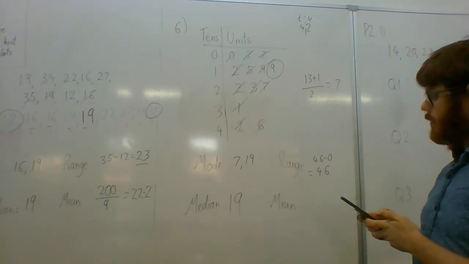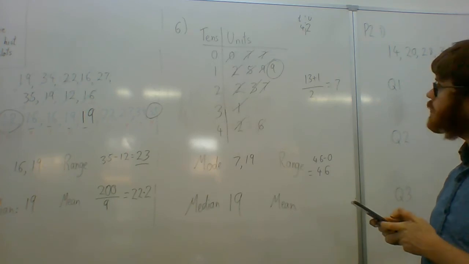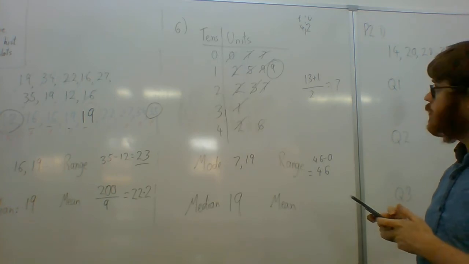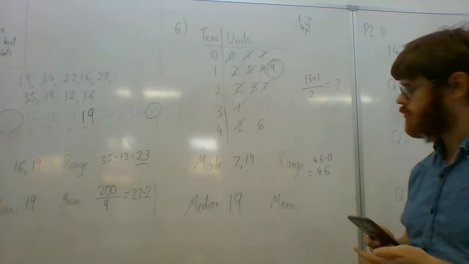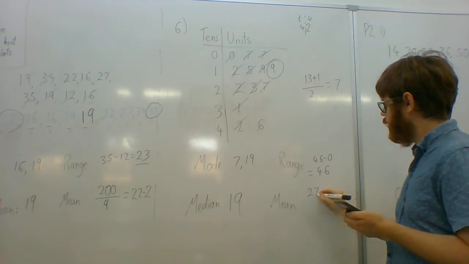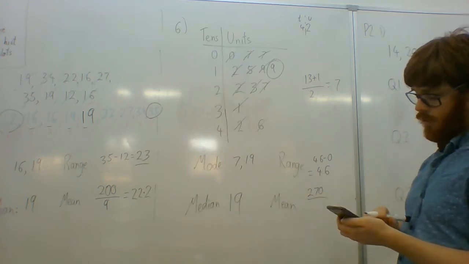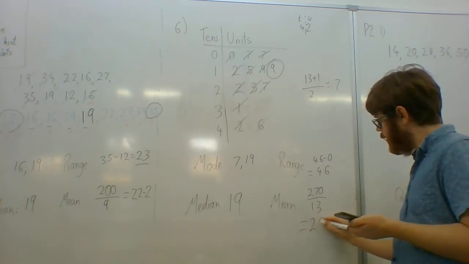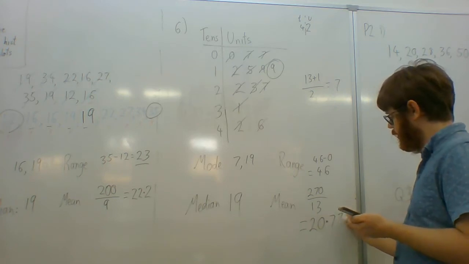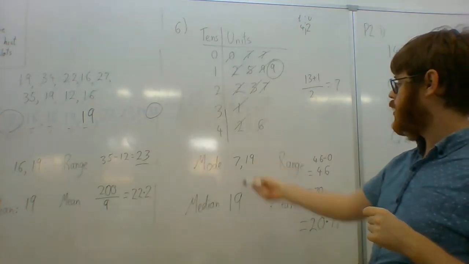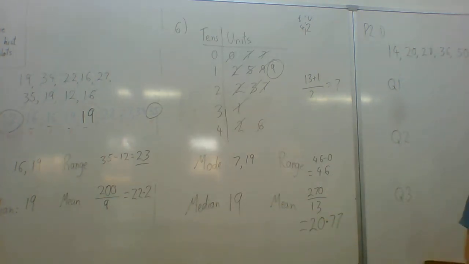7 plus 7 plus 12 plus 15 plus 19 plus 19 plus 22 plus 23 plus 27 plus 31 plus 42 plus 46 equals 270. So the sum of all of these numbers is 270, and divide that by, there are 13 numbers, equals 20.77. Done. So we can now interpret this stem and leaf plot to get our mode, our median, our range, and our mean.